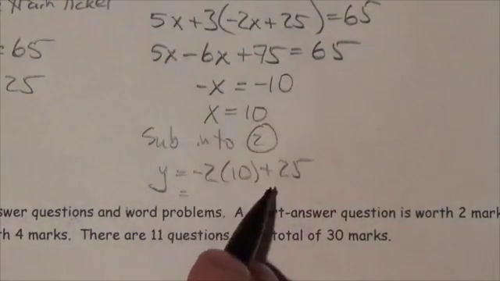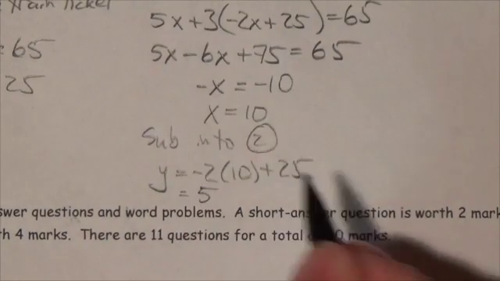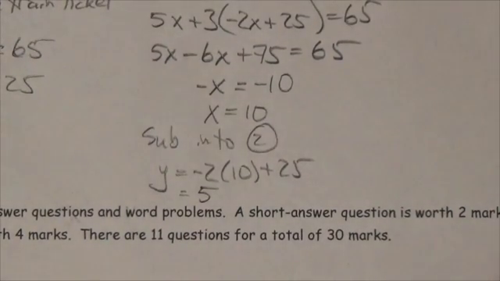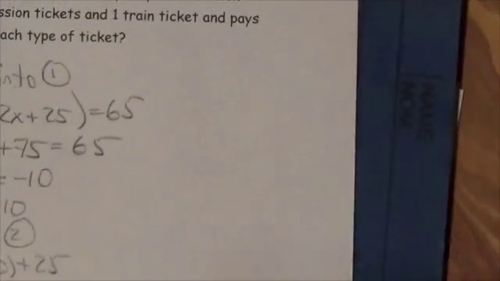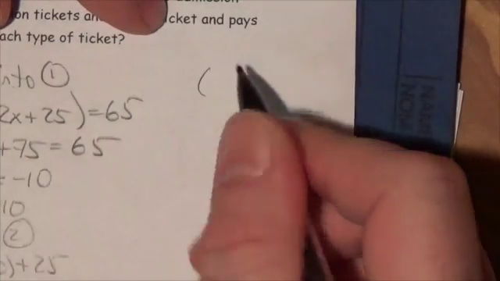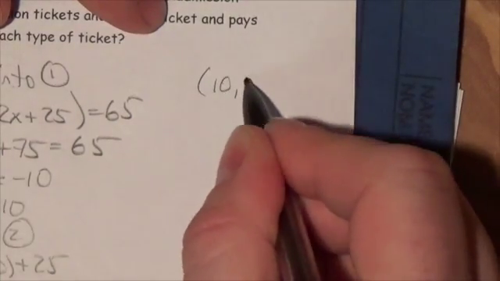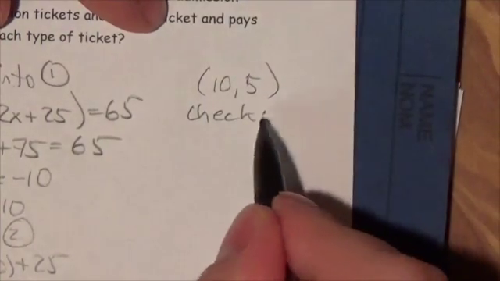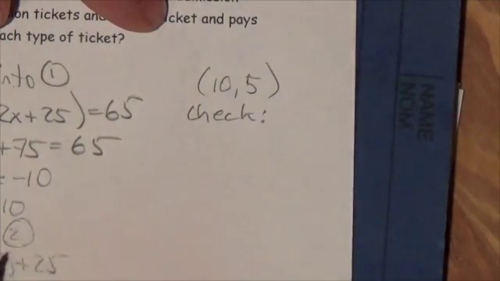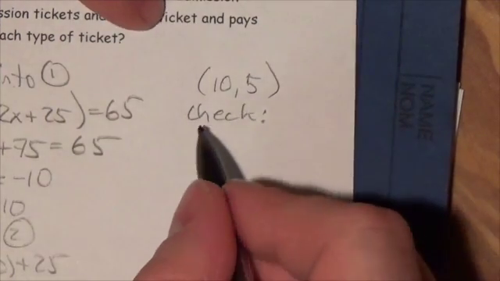That's going to be negative 20 plus 25, 5. Okay, good. So there I've got this point now, but I got to be careful how I answer this. I've got the point now, 10 comma 5. We're going to check it. I used equation 2 to get the y coordinate, so I'm going to check this in equation 1.